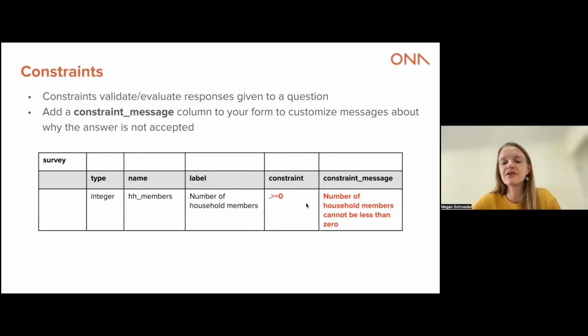In this example, you see both the constraint and the constraint message. One thing to note is that with constraints, you'll see a lot of this period. The period references the answer provided for the current question. So essentially we're saying the current answer or response has to be greater than or equal to 0. If not, the constraint message will appear: the number of household members cannot be less than 0. So you just need to make sure that what you're entering is either 0 or above.